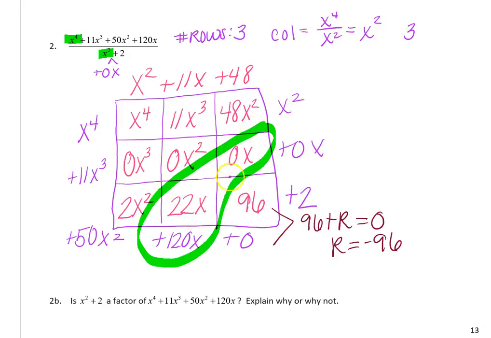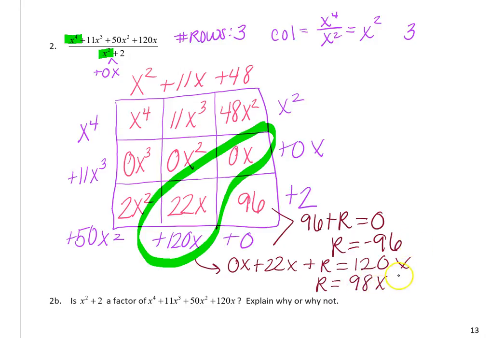Also, take a look at this diagonal. 22x plus 0x does not give you 120x. So that means we have to account for that in our remainder. So 0x plus 22x plus some remainder gives you 120x. When I solve for r in terms of x, I'll get 98x. So technically our remainder is 98x minus 96.